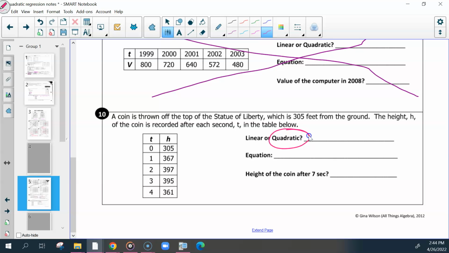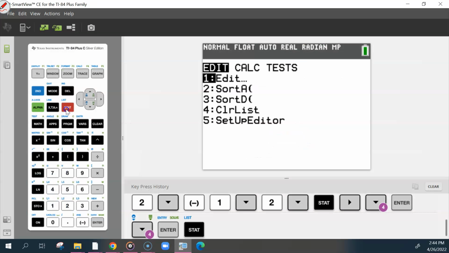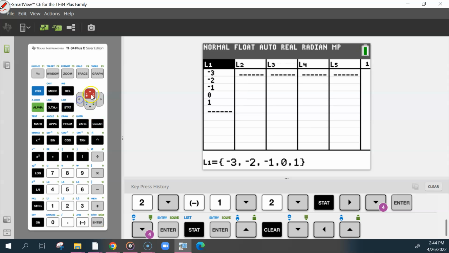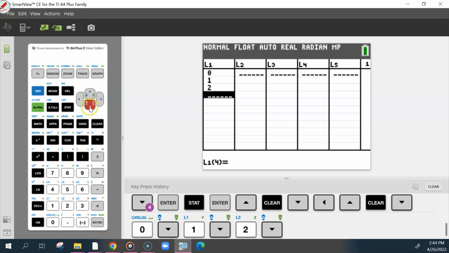Okay, so we need to find the equation. So we'll do that in the calculator first. Write these down. I'm going to go back into stat, go back into edit. I'm going to go up to the top and clear the list. Same thing here. And then we have 0, 1, 2, 3, 4.